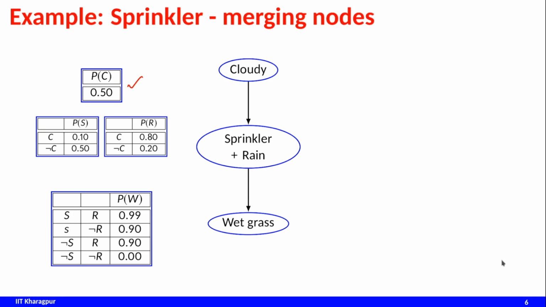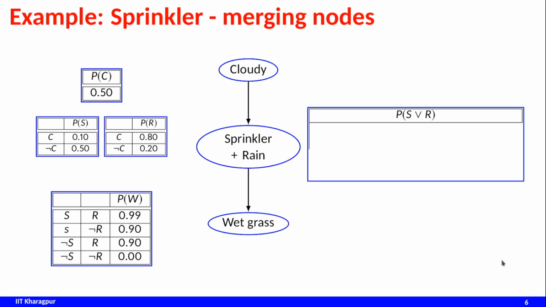For sprinkler and rain, these are the values that we have from the previous setup, and these are the probability values that we have already seen for wet grass in the previous one. Now if I want to compute the new one, only this set of values will change. So I need to provide a different table for this one, with these probability values. This is actually given C. How can we compute that?